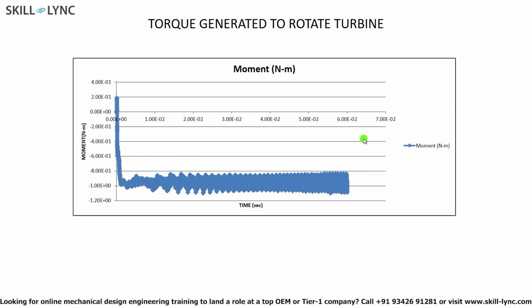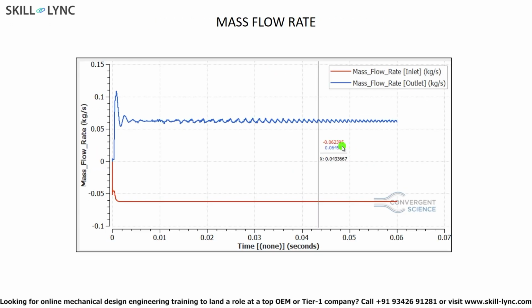So let's look at, for example, the torque generated on the turbine. You can see that there is a lot of fluctuation, but there is definitely a mean or an average value for that fluctuation. This plot also indicates that convergence might have been reached. Okay, so let's look at a few more plots.